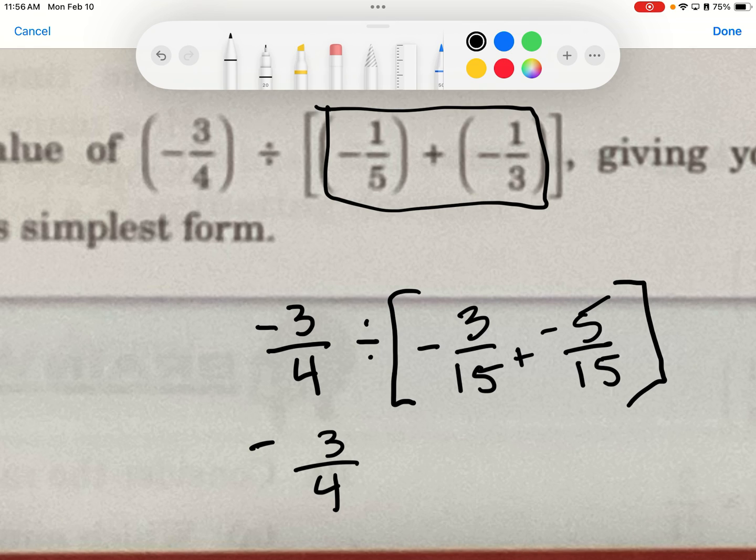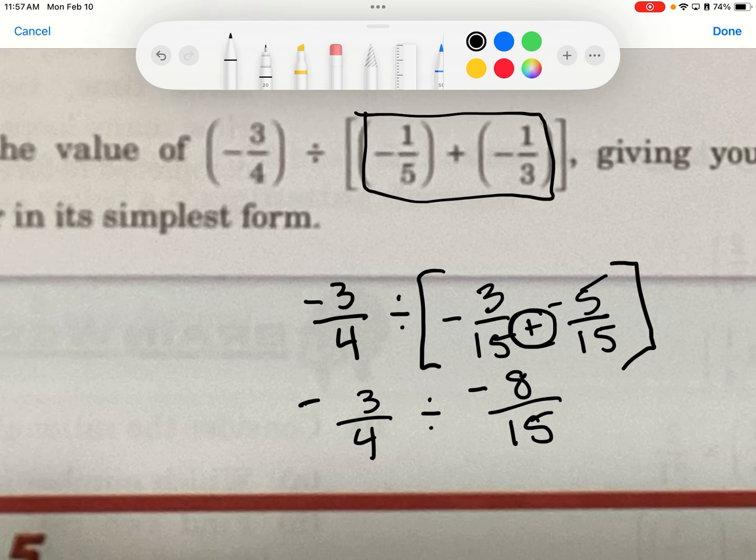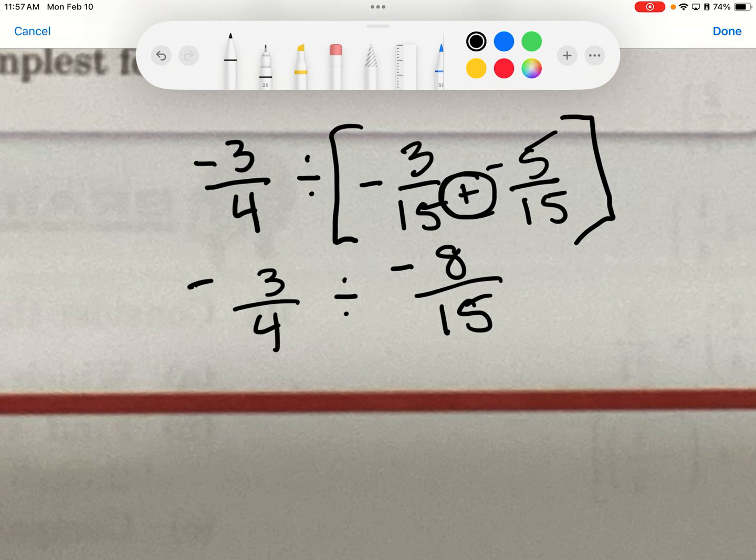So then we have negative 3/4. Make sure you keep track of your signs, otherwise you're going to get things wrong. Negative 3/4 divided by what, Micah? Now we're doing addition here. 8/15. Negative 8/15. So what do we do next?